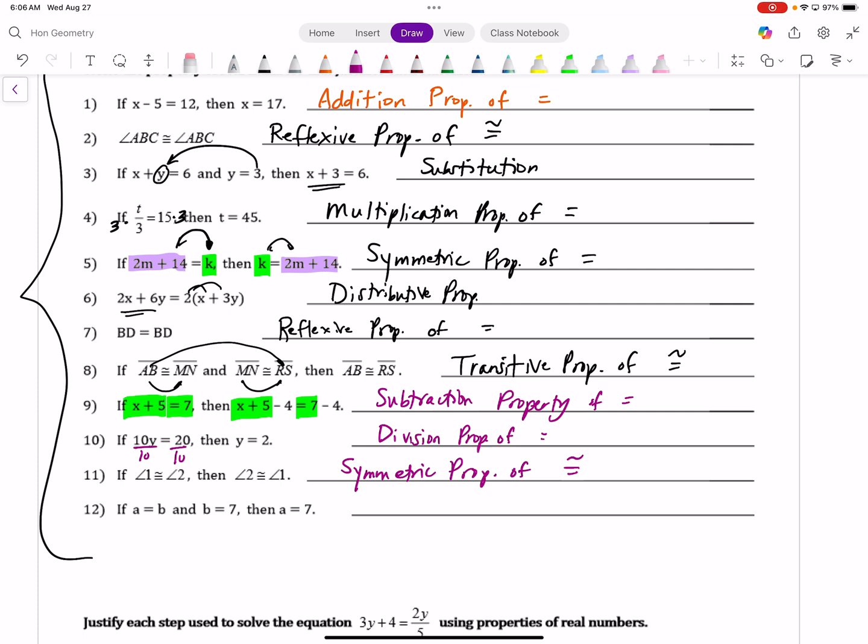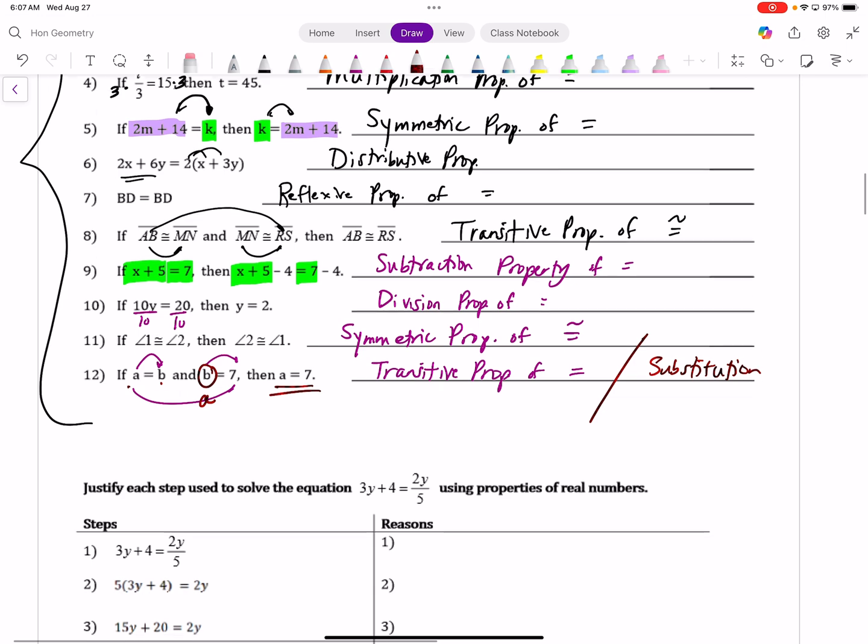If A is B and B is 7, then A is 7. So if A is B, B is 7, then A is 7. That's the transitive property. So there's a transitive property of equality. Now, this would be correct too, you could also say it's substitution. It all depends on how you look at it. Because if you said that A is B, and then where the B was, you plugged in A, then you could think of it as substituting. That would be fine too.